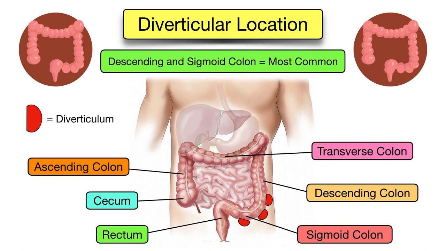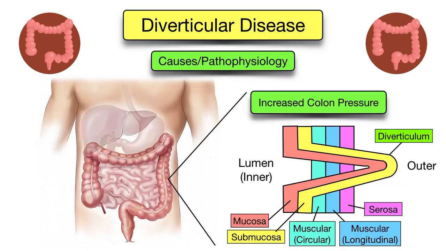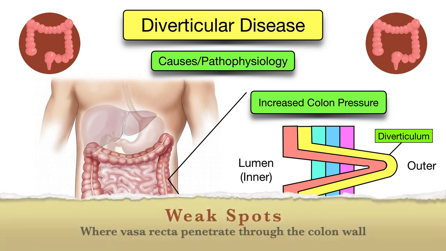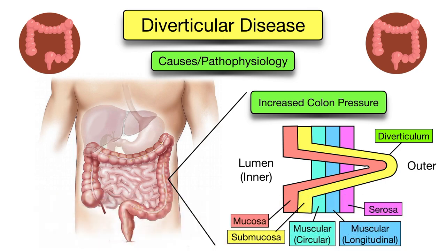Diverticula predominantly occur in the left side of the colon, particularly the sigmoid and descending colon. Other areas may be affected as well, although this is less common. So how do diverticula form? A diverticulum occurs when the mucosa and submucosal layers of the bowel herniate through points of weakness in the colon. These areas of weakness are located at points where small branches of blood vessels, called the vasa recta, penetrate through the colon muscle wall to supply the bowel with blood.